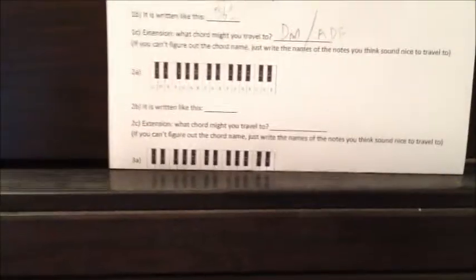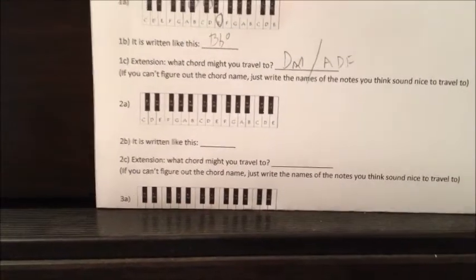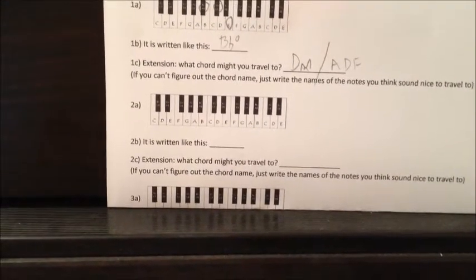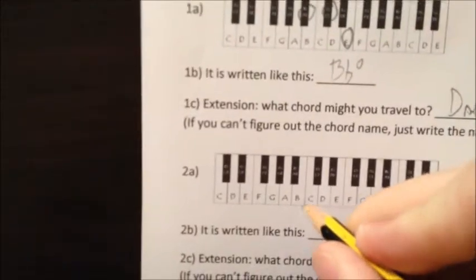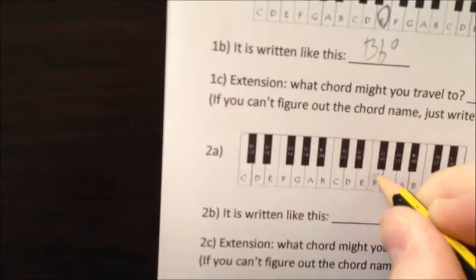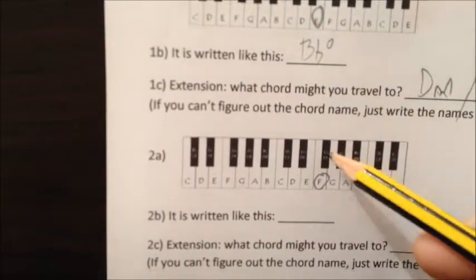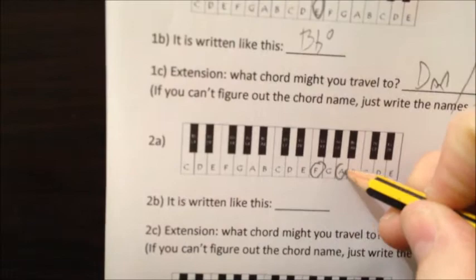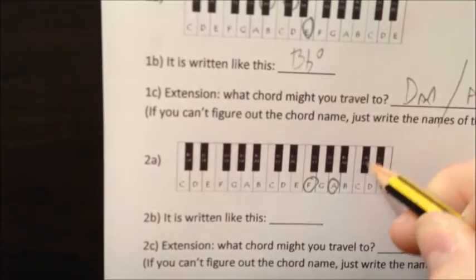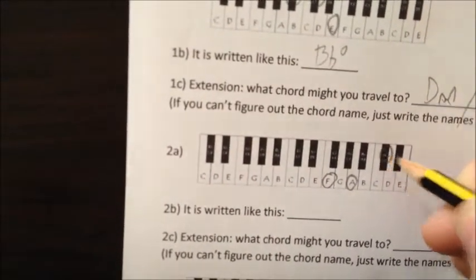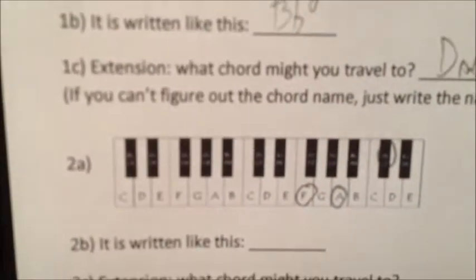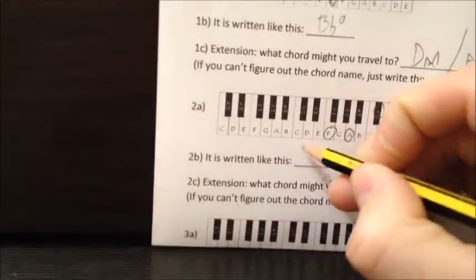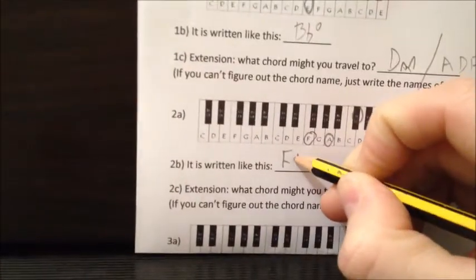I'll do another example. So 2A, the chord is going to be F augmented. So the first thing we do is we write the letters down, well, circle the letters, should I say. So we'll do F, 4 plus 4, A, so C sharp. Okay, it is written like this. Well, it's an F augmented, so F and the little plus sign, F plus.